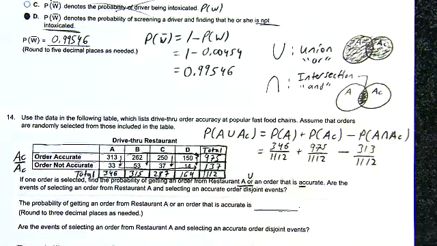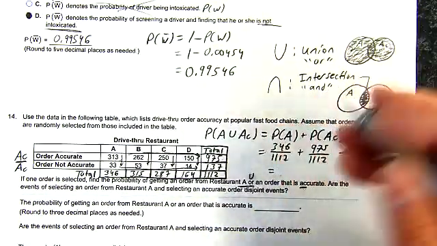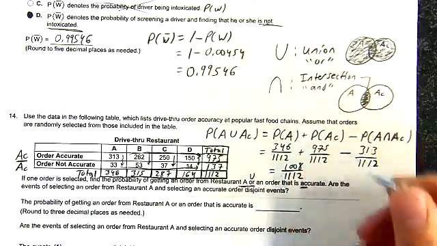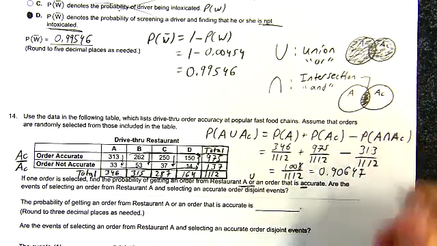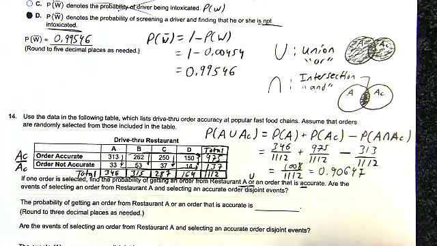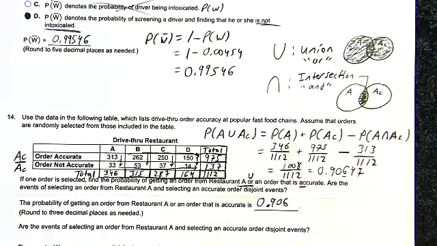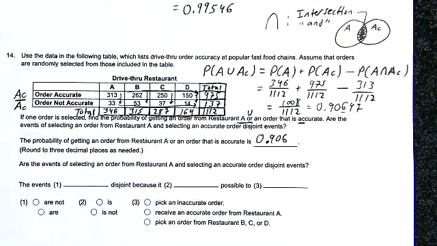Notice you use 1112 as the bottom for all these numbers. And if you do this, they have a common denominator, so you can just add these top numbers together and subtract this one. You'll get 1008 over 1112, which is 0.90647. Rounded to 3 decimals, we'll call it 0.906. So there's about a 90% chance that you will get either an accurate order or you got it from restaurant A.